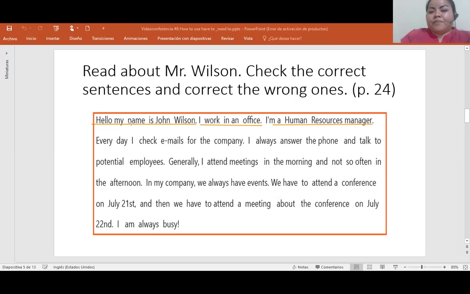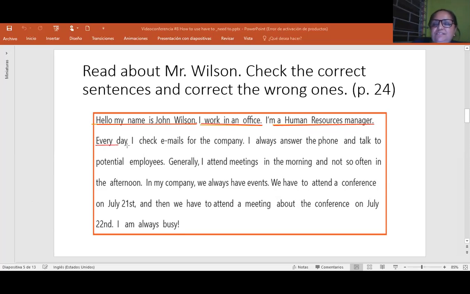Next person, Celia. Second sentence. I work in an office. Very good. María Concepción, next sentence. I am a human resource manager. Okay, continue, Alexis. Every day I check email for the company. Very good. Pedrina.